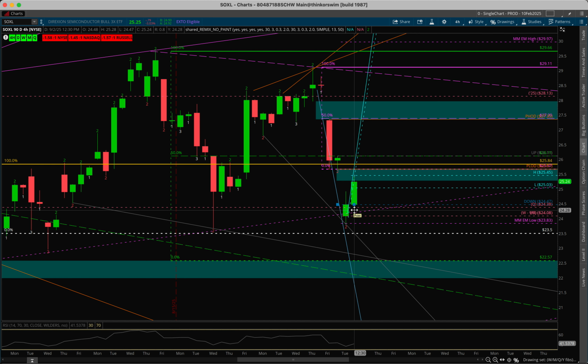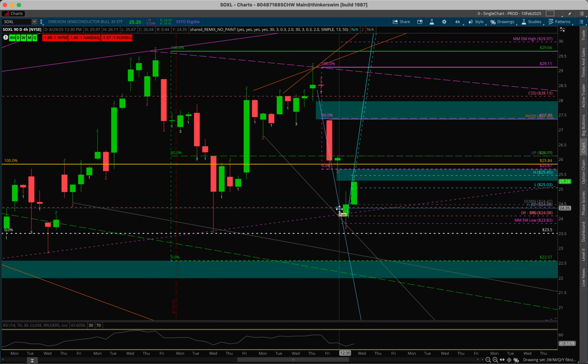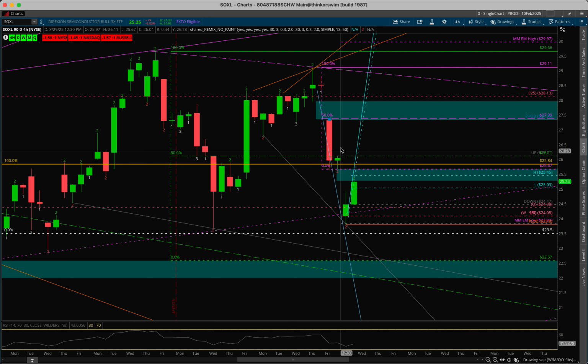So let's go ahead and move our 4-hour trigger to the downside, to the low of the second 4-hour candle of today. We'll take the previous low of day and move it to today's low of day. And we will take the previous high of day and move it to today's high of day.